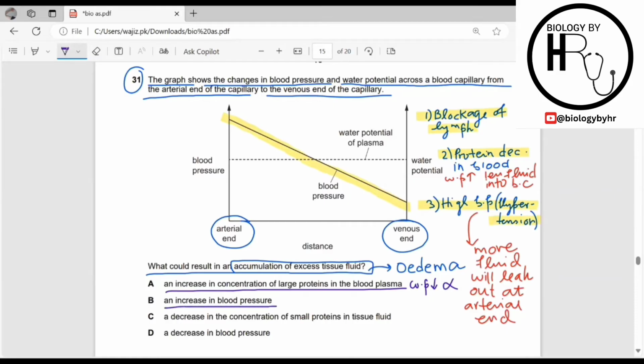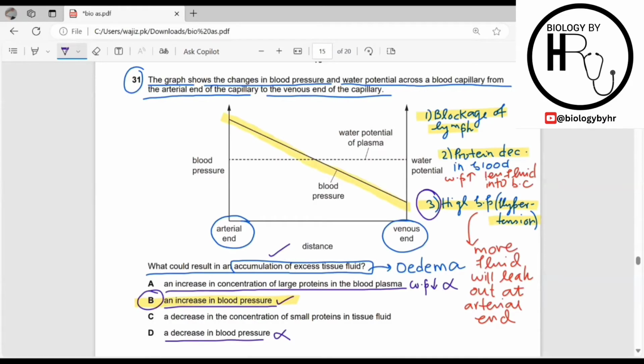An increase in the blood pressure. Yes, we have discussed this reason over here. In statement 3, the factors of oedema, we discussed that high blood pressure is the cause of the accumulation of excess tissue fluid. So hence our answer over here is option B. If I look at the other options as well, a decrease in the blood pressure cannot be our answer. Why? Because an increase in the blood pressure is causing the accumulation. So a decrease in the blood pressure will not cause the accumulation of excess tissue fluid.